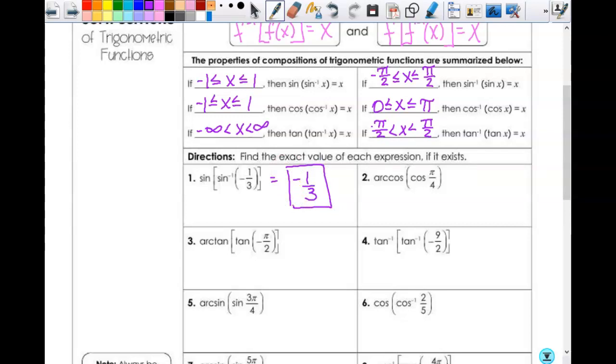Okay. Now, the arc cosine of the cosine of pi fourths. Now, I do know what the cosine of pi fourths is, but it doesn't even matter what it is. If I want to take the arc cosine of the cosine of an angle, then that angle has to fall between 0 and pi, which that does, right? Then my answer is just pi fourths. I don't even need to know what the value is, as long as it falls between where it's supposed to.